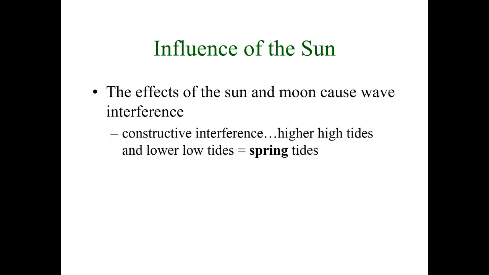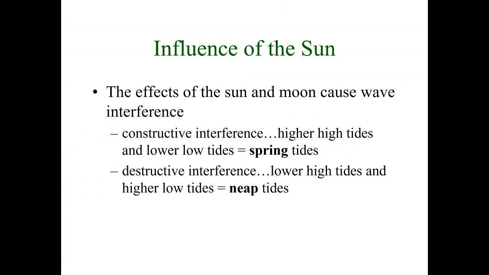The influence of the sun does have some influence, not as much, about 50% less than the strength of the moon. But what it does is it gives us constructive and destructive interference. Remember these names from waves? Remember what constructive means? Positive, that's your highest high tide. What does destructive mean? You have a high and a low, or a net zero. That's your lowest high tide. We're now going to nickname the constructive and destructive interference in relation to tides. And constructive is going to give us a spring tide, and destructive is going to give us a neap tide.